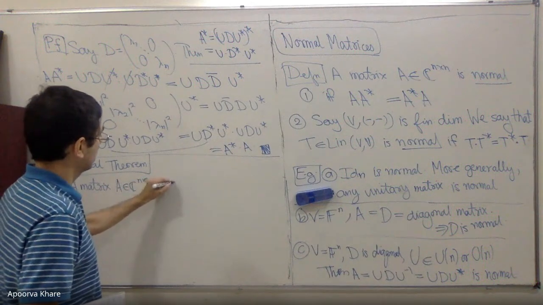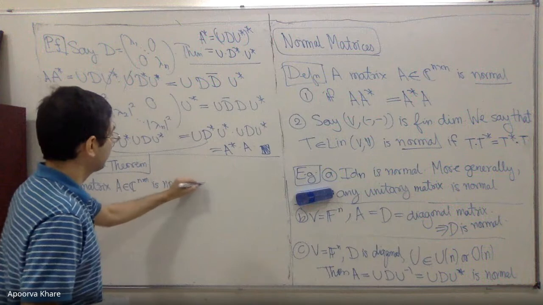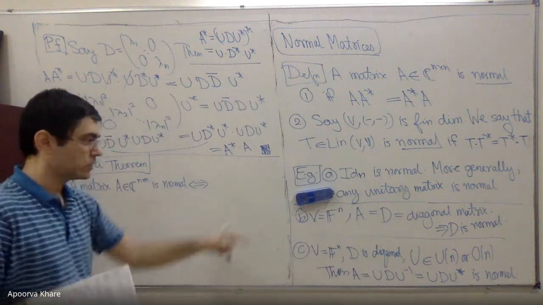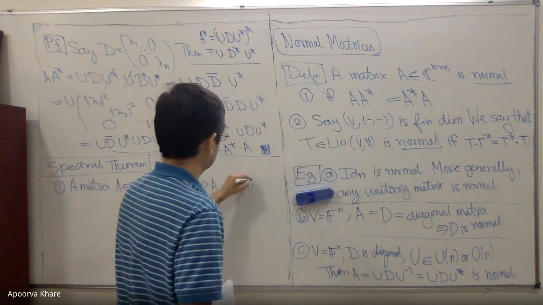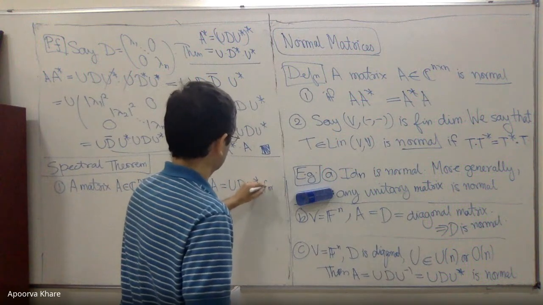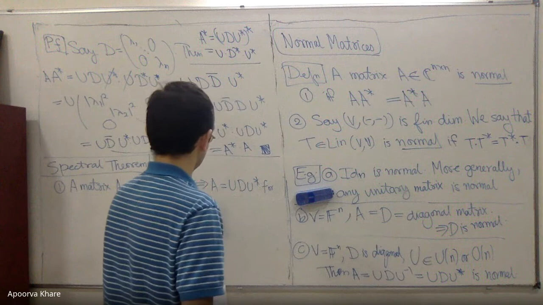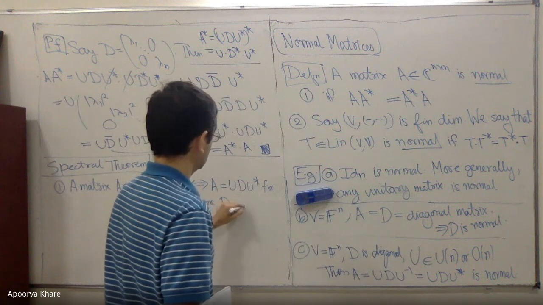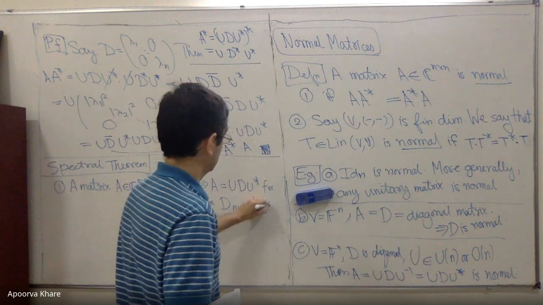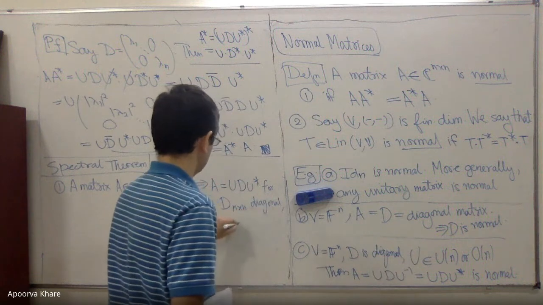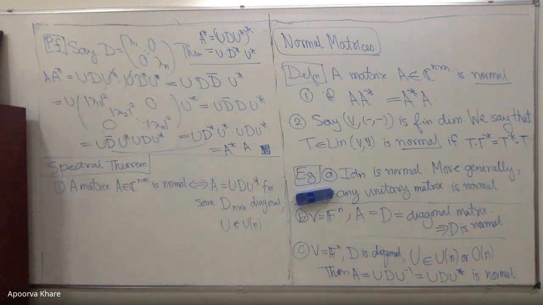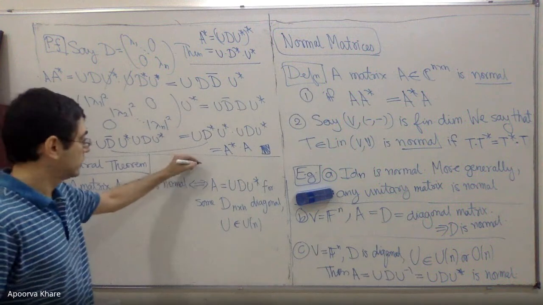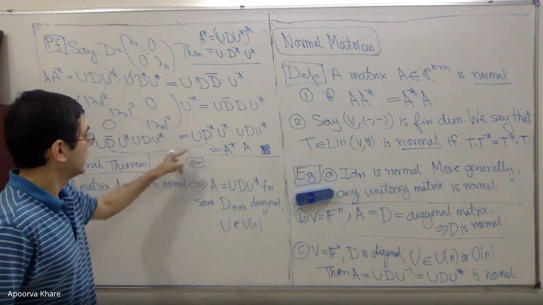A matrix A in C to the n cross n is normal if and only if A equals U D U star, for some D, n cross n diagonal, and U in U(n), unitary. And so this way, this implication is being proved over here.